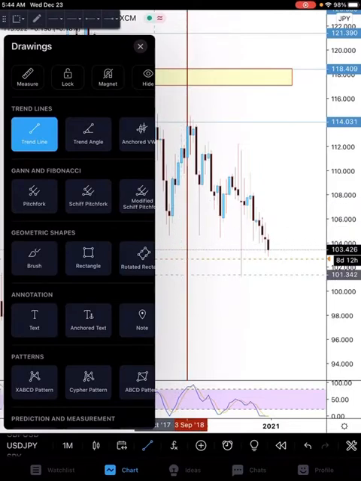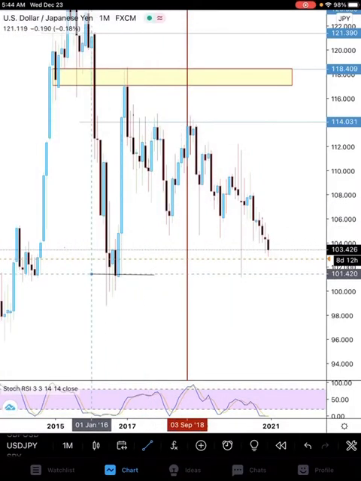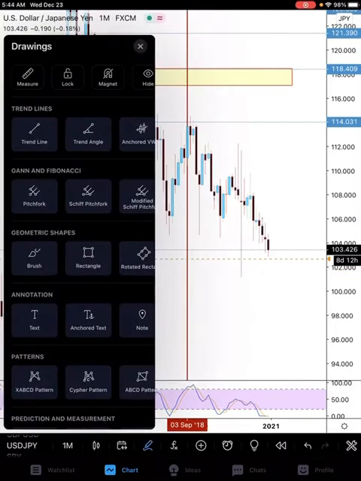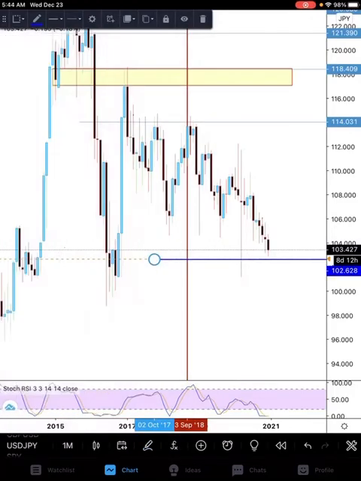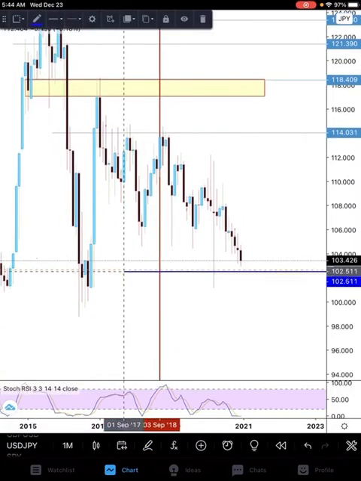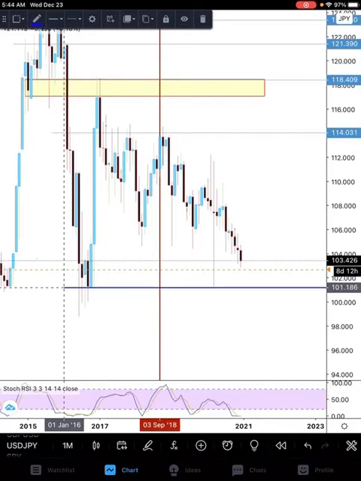This is going to be like your strongest ones. So I can see this over here. For this, we just want to maybe use a horizontal line or horizontal ray. And you'll see what it does here. So we got a level of support here.